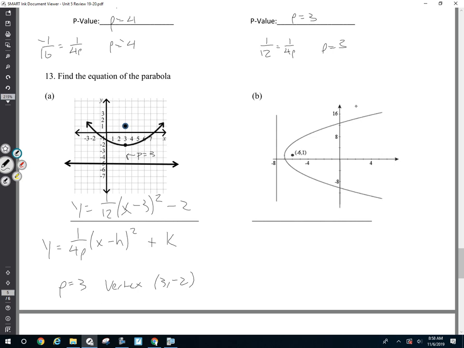Okay, let's look at this situation. Okay, so I'm opening to the right. I got a vertex at, looks like negative 7, 1.